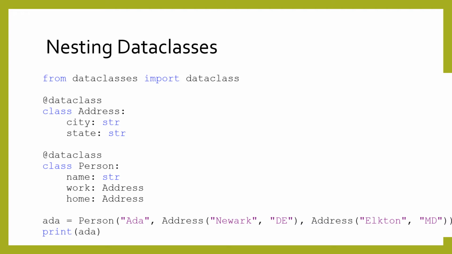The person class shown here depends on an address class for two of its fields. This allows us to cleanly separate the parts of an address from the parts of a person, both in our minds and in our code. When you print out the entire object, you can see that Ada has two different addresses inside.